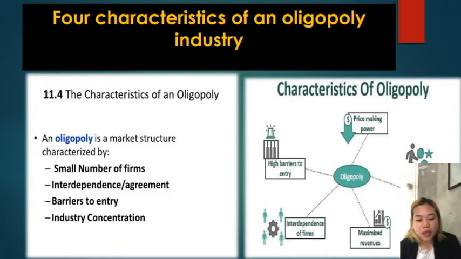And the last one is prevalent advertising. Oligopoly uses advertising as the main competitive mechanism. Oligopolistic firms have more to gain from advertising, unlike monopolistic firms, which just use advertising to generate awareness and not to increase market share. So oligopoly takes the chance on advertising.